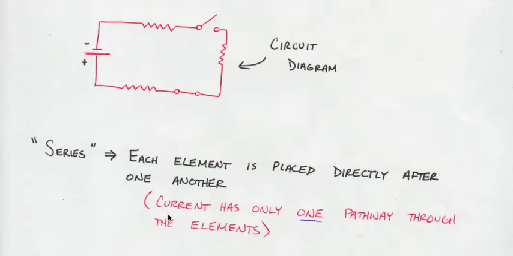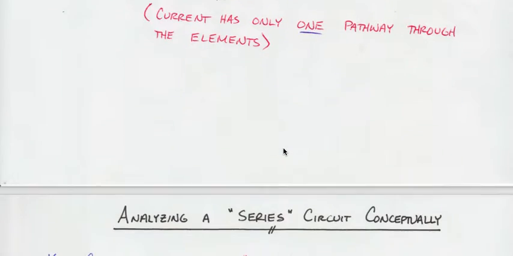Essentially, in a series circuit, current has only one pathway through the elements. Since they all come right after one another, assuming this switch was closed, of course, the current would have to pass through one element, then the other, then the next, then the next, then the next. There's no additional pathways. Series means you've got one path to get through all of these elements. It's essentially just what series means.